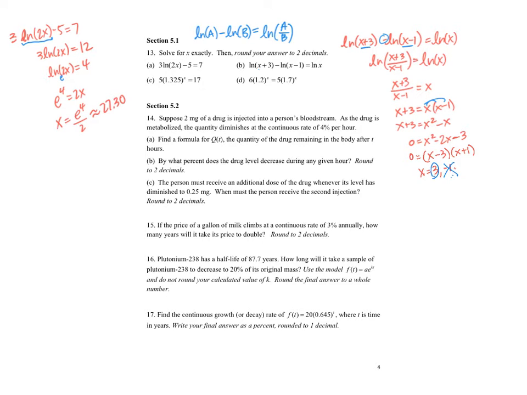Okay, for the next one, I have 5 times 1.325 to the x equals 17. All right, so the first thing I'm going to do is divide both sides by 5.